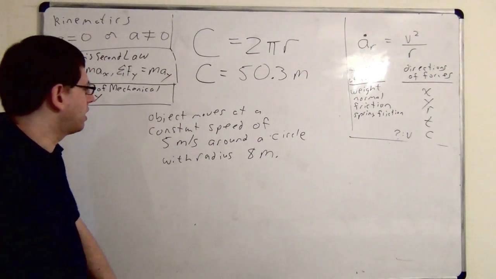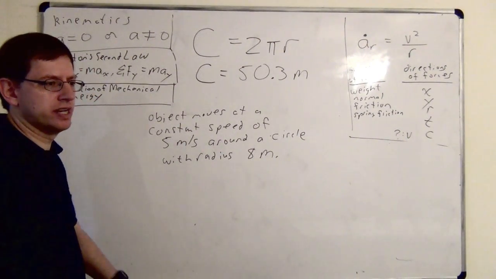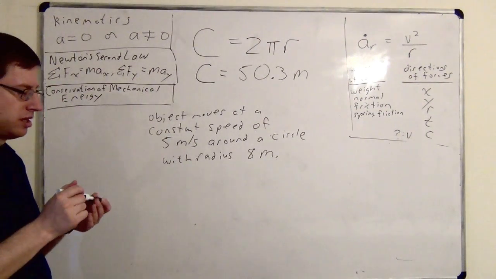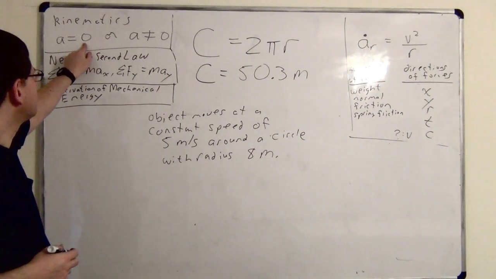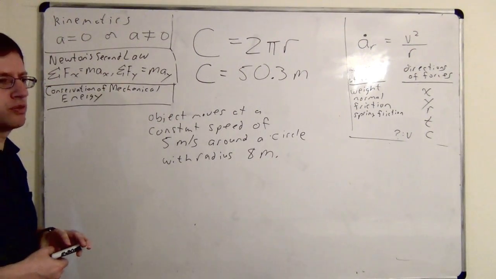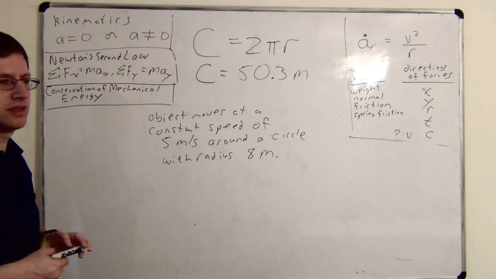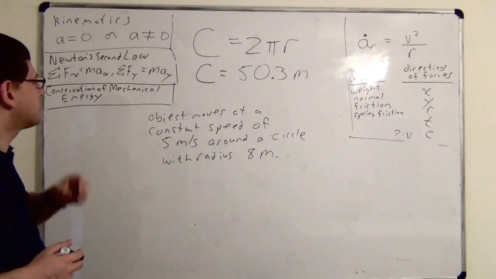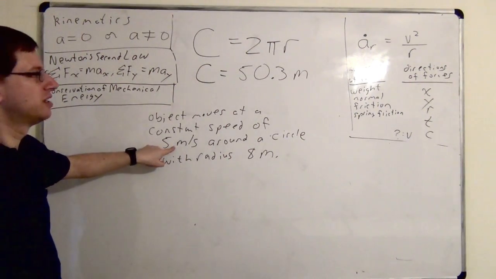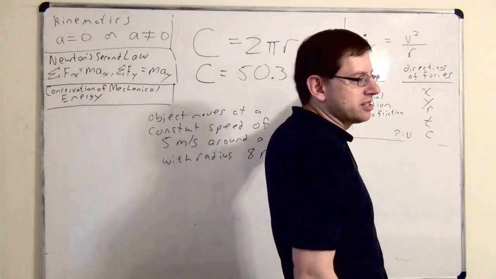Now how can we figure out how much time it'll take us to move around that track? Well, this is like a kinematics problem. Should we use the a equals 0 or a doesn't equal 0 approach? A equals 0, because we're moving at constant speed. This is a little bit tricky because we know the radial acceleration is not 0.